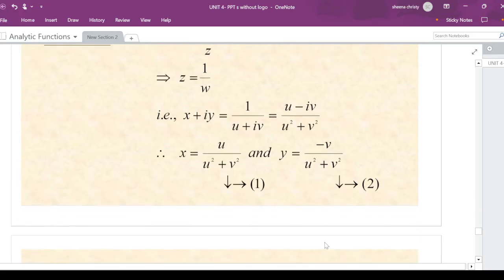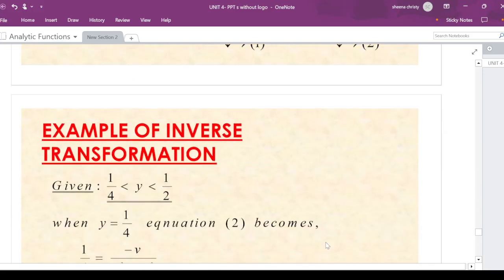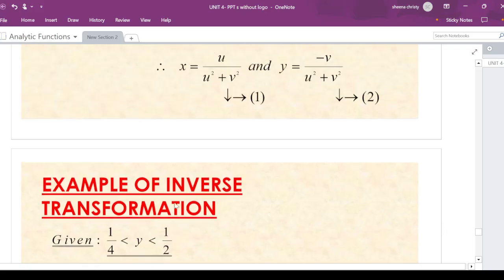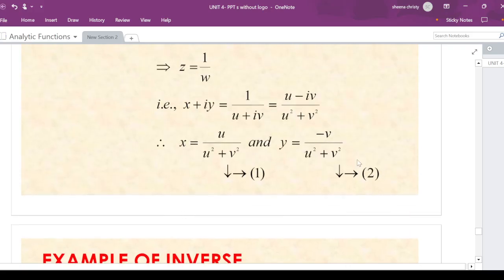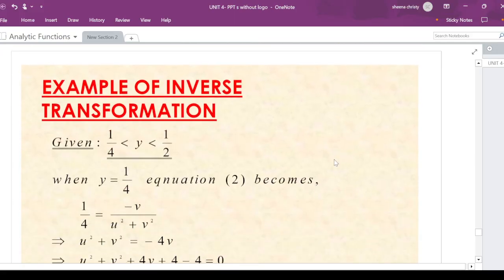Now, here in the problem, they have given that Y lies between 1 by 4 and 1 by 2. First, for plotting the region, we will consider Y equal to 1 by 4. Instead of considering less than or equal to, we will consider equal to for plotting the graph. Y equal to 1 by 4 means Y equal to minus V by U square plus V square equal to 1 by 4.